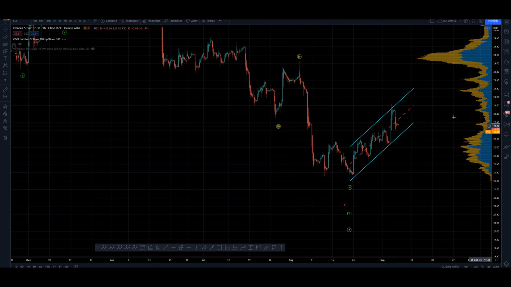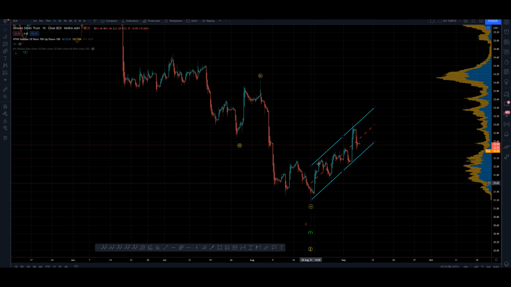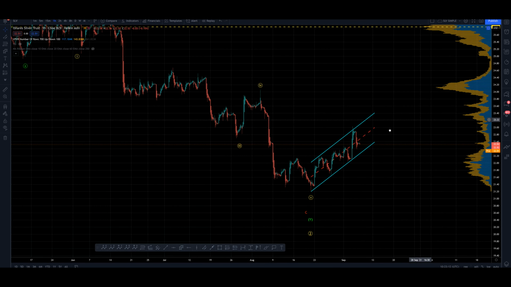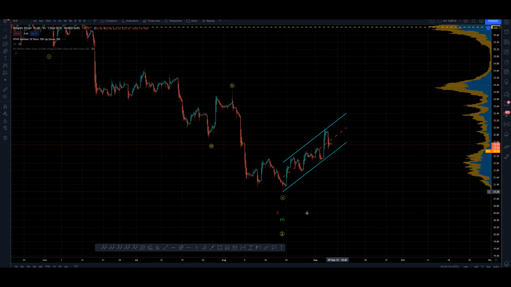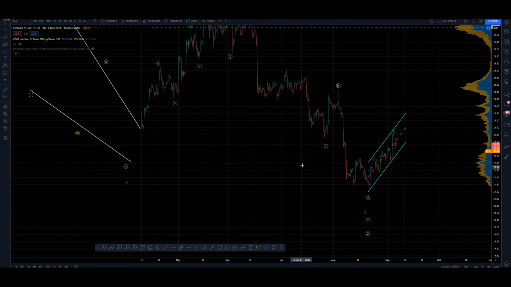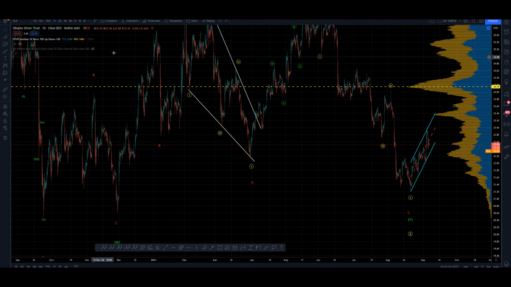And we're either going to continue to do so, and then this count, if it's impulsive, will expand and grow as we continue to build out this extension higher, or we will simply break out of this channel, take out the lows and continue lower. So on that note, let's look at the bearish count.